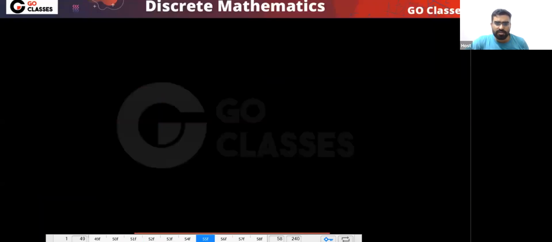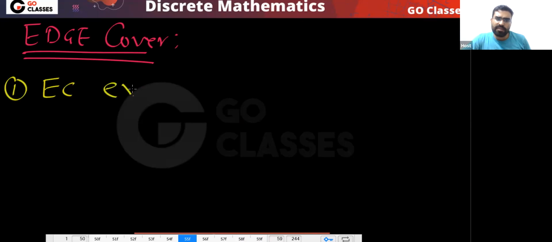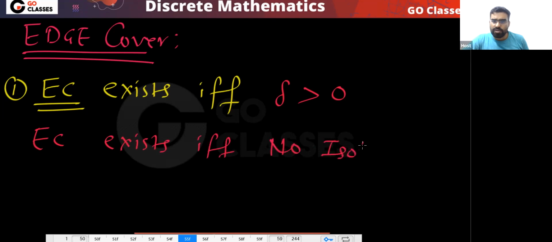Now let's do the analysis of this. First, you tell me about edge cover. Now we will do the analysis of edge cover. What do you think? What is the size of edge cover? Remember, edge cover exists if and only if the minimum degree is greater than 0. I can say edge cover exists if and only if there is no isolated vertex. So you should not have any isolated vertices.